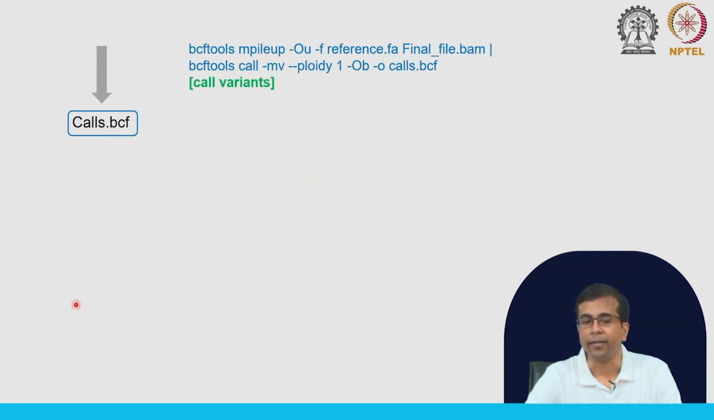So, what we did next is we called the variants, okay, and this is where we use this command BCFtools mpileup. It is collecting all the data from the final file, and followed by that we have this BCFtools call. So, this is where the variant calling is happening, and we have to mention --ploidy 1 because we are working with a haploid genome. This is a haploid yeast, but in case you are working with a diploid genome, this will be 2, and by default this is 2. And then we stored these variant calls in this calls.bcf file.